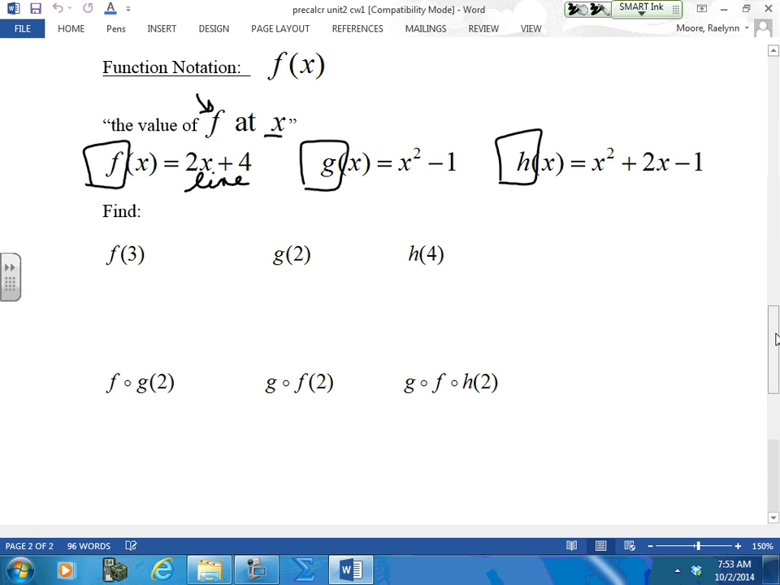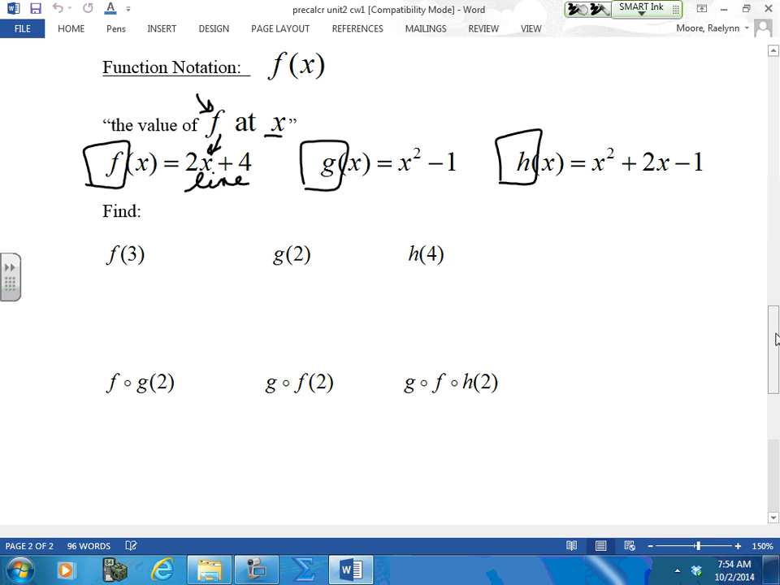We plug in the x, the independent variable, and you get back the y value. So your x is your independent, your y is your dependent. Whatever x you plug in, the value of your function comes back out as y. Do I have any limitations on my x? No. So I have all real numbers.